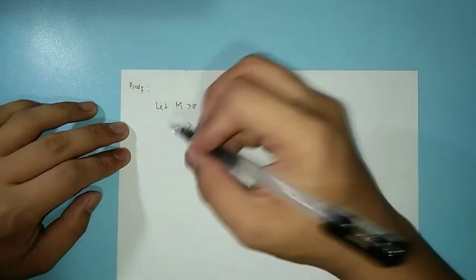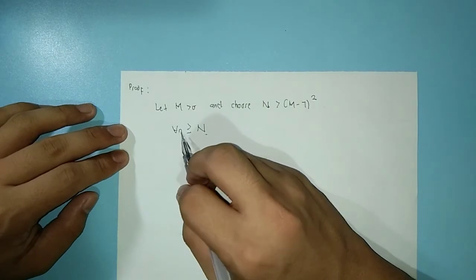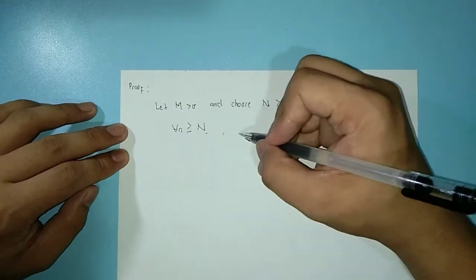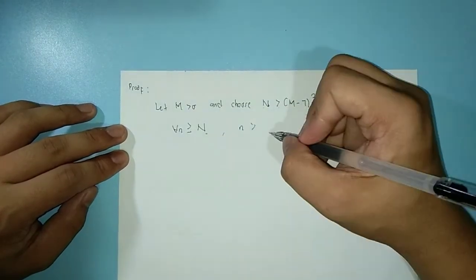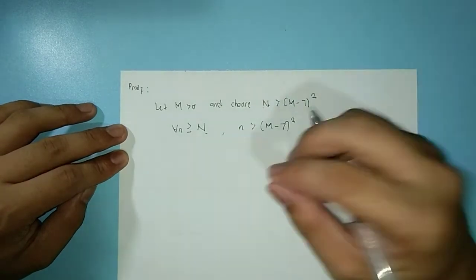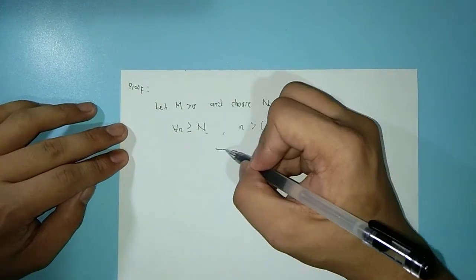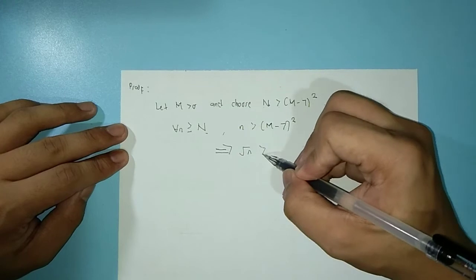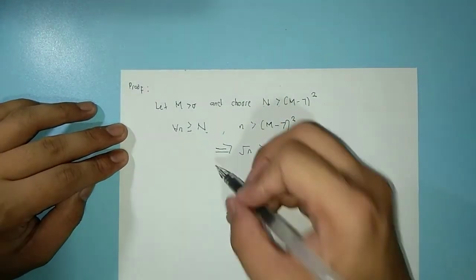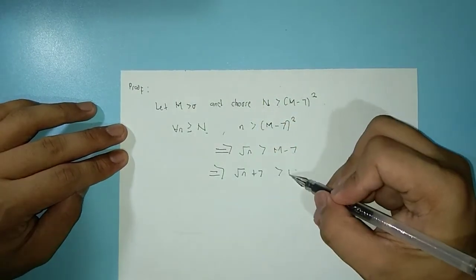Okay? Now, so, for all n greater than or equal to large N, since yung large N natin ay greater than dito, so ibig sabihin, yung n natin ay greater than dito, m minus 7 squared. Reverse process lang ulit tulad nung nakaraan sa convergent sequence. So, ganun din dito, no? Nag-reverse lang tayo, square root natin both sides. So, this implies square root of n greater than m minus 7. And dito naman, ilipat natin yung negative 7 sa kabila. So, this implies square root of n plus 7 is greater than m.